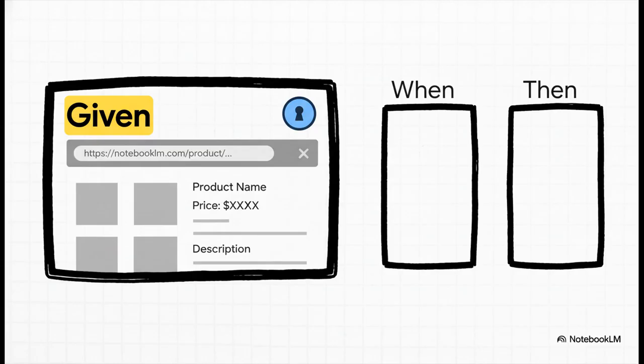Okay, let's build one right now for our wish list story. We always start with given. Given is all about setting the stage. It's the context, the starting point. So for this one, given I am logged in and on a product page. See? We know exactly where our user is starting from.